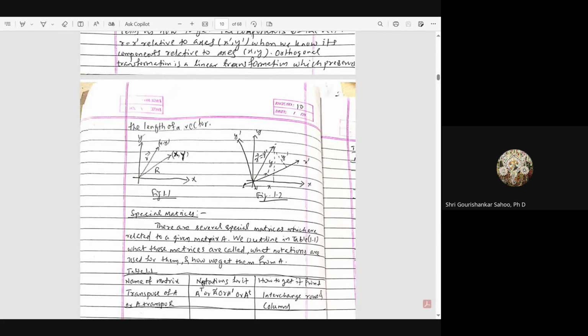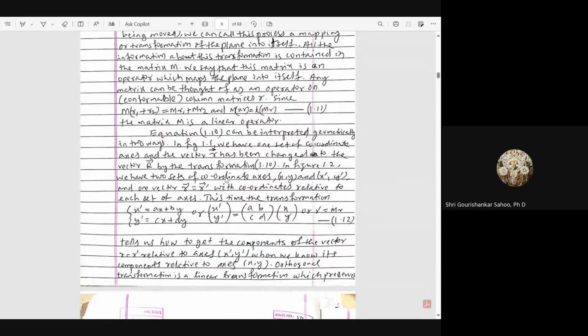Similarly, in figure 1.2, you have the xy plane, and when x is rotated through an angle, you get x dash as the axis, and y is rotated in a counterclockwise direction, and the resultant position will be y1. So it is a rotation. One set of coordinate axes and the vector r has been changed to the vector capital R by the transformation.